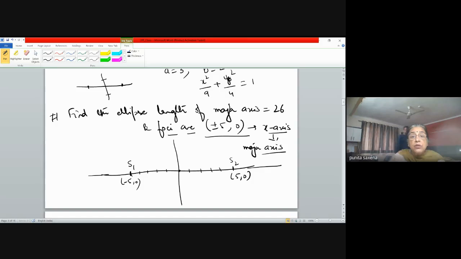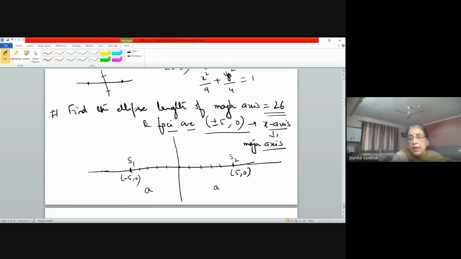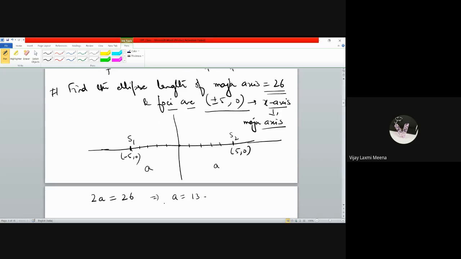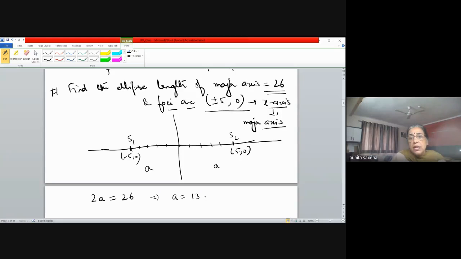But I am also given that the length of the major axis is 26, right? Now the major axis extends a units on one side and a units on the other side. Yes, ma'am. So basically, what does it mean? That the length of the major axis, 2a, is 26. So that means a is 13. ठीक है ना? तो इसका मतलब यहाँ पे कोई एक point है (13, 0) और यहाँ पे दूसरा point है (minus 13, 0), which are going to be the end points of my major axis, right?